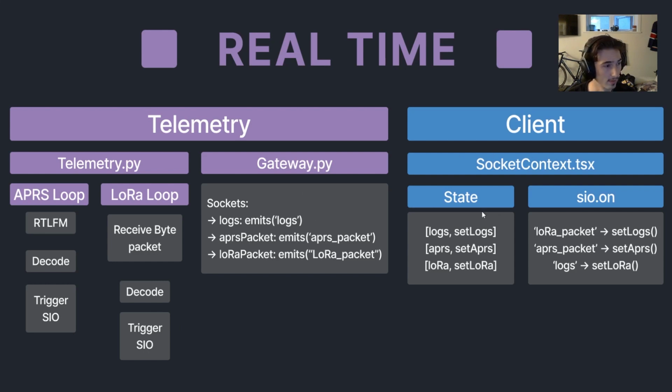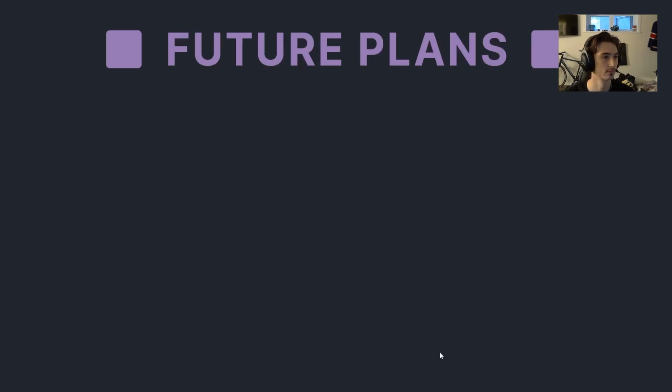And on the other side, we have state. So this is what is connected on the front end. And on the SEO, they'll update the state. So when you get an APRS packet, it'll trigger the function that updates this variable. So that is real time.